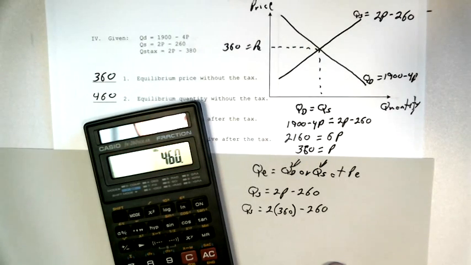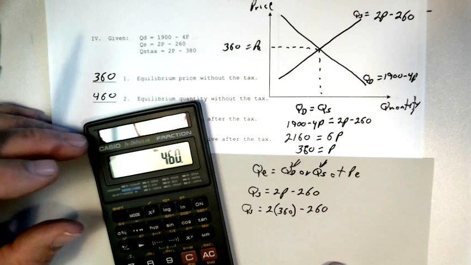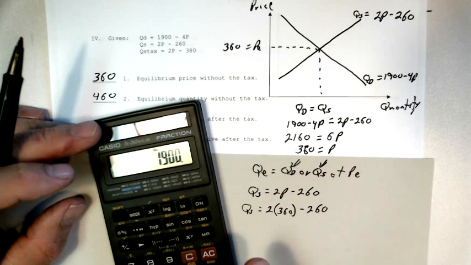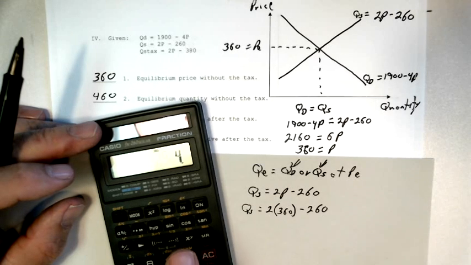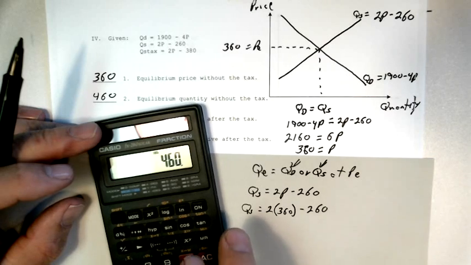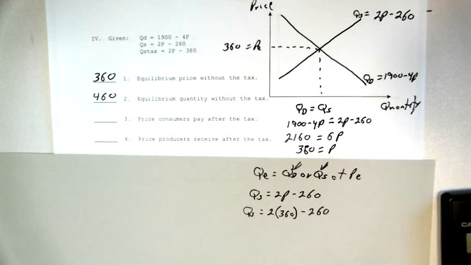So I've checked it from the quantity supplied. So now I will check it from the quantity demanded. So it would be 1900 minus 4 times the equilibrium price, which was 360. And I get 460, so I must be good. Now, to find the price after the tax, you have to consider what the tax does.